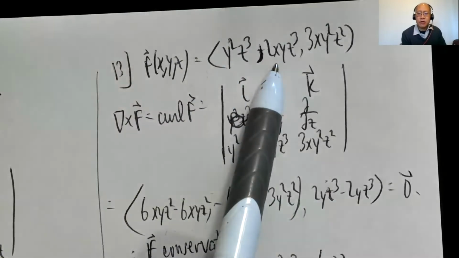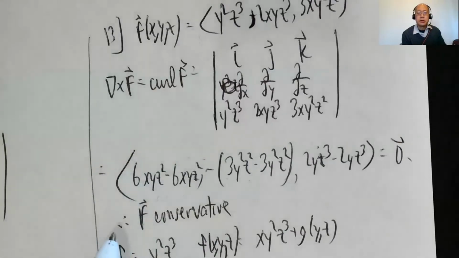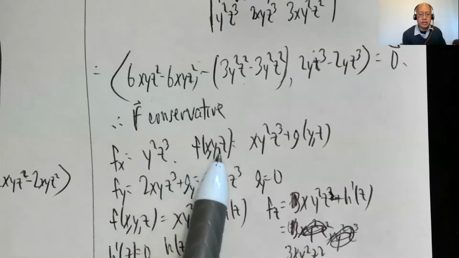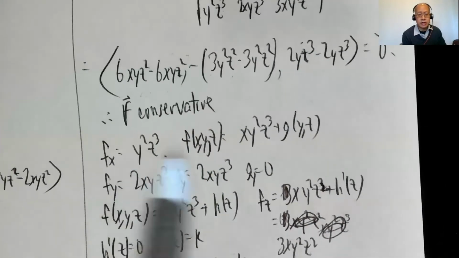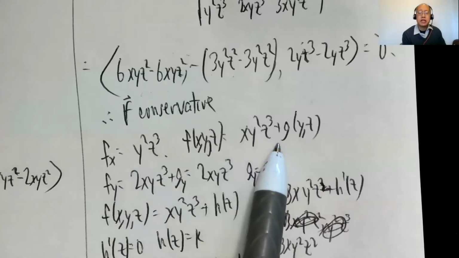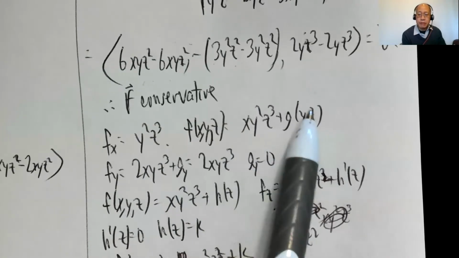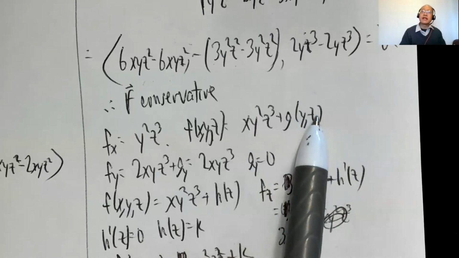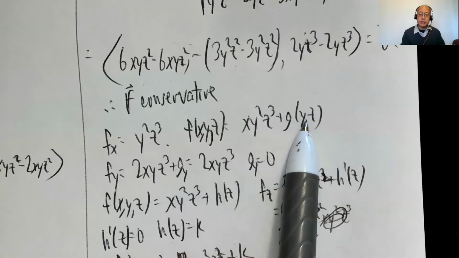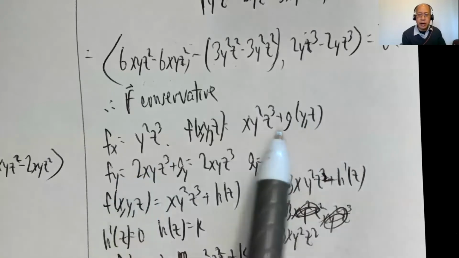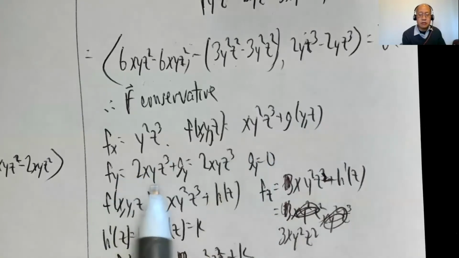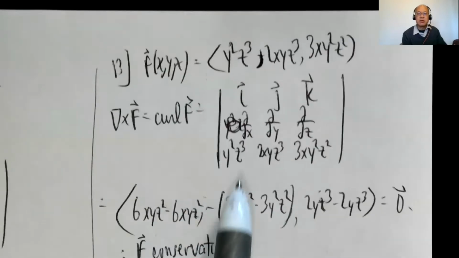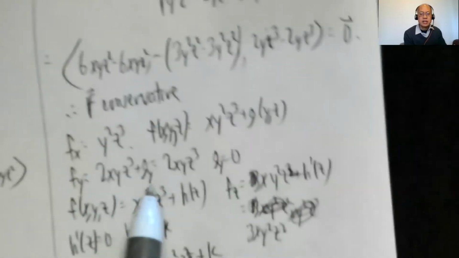That's fx, fy, fz. So fx is y squared z cubed, which means f of x, y, z, integrate with respect to x, there is no x, so it's x y squared z cubed, plus possibly a function of y and z. Remember, you can have a whole bunch of junk here that has y's and z's. The derivative with respect to x is 0, so that's why you have to put that. Now I differentiate with respect to y. 2xyz cubed plus the partial with respect to y, and I set it equal to the middle component, 2xyz cubed.